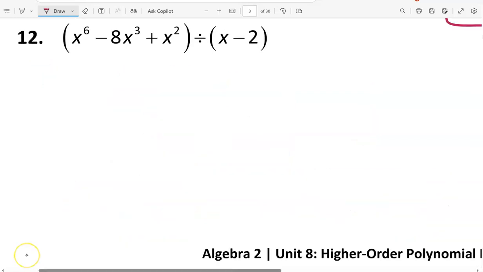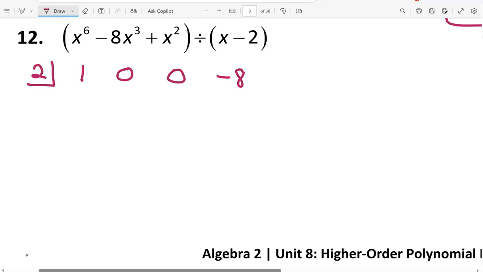In number 12, since we're dividing by x minus 2, I'm going to place the 0 of that divisor in the box. X minus 2 is equal to 0 when x is equal to 2. And then the coefficients of the dividend next to it, we have a bunch of 0 placeholders. So 1 belongs to the x to the 6th term as its coefficient. There is no x to the 5th term, so 0. No x to the 4th term, so 0 there as well.